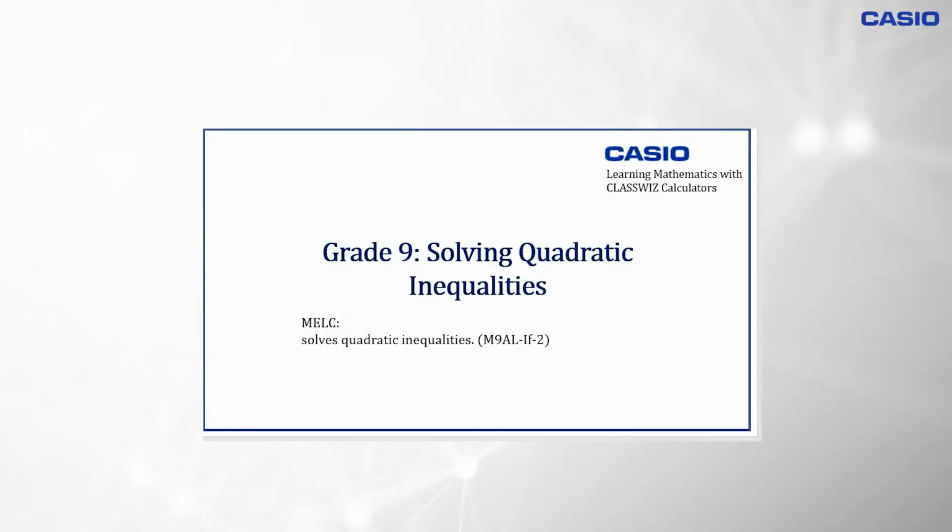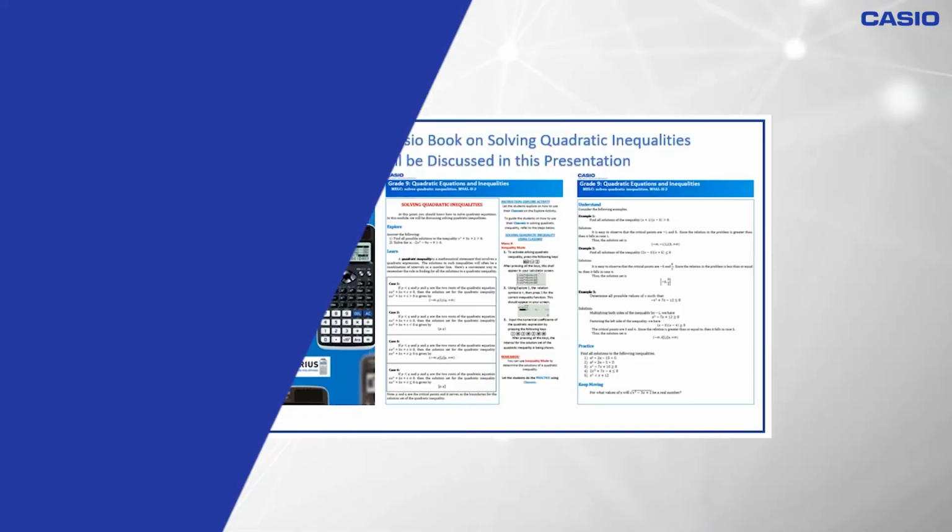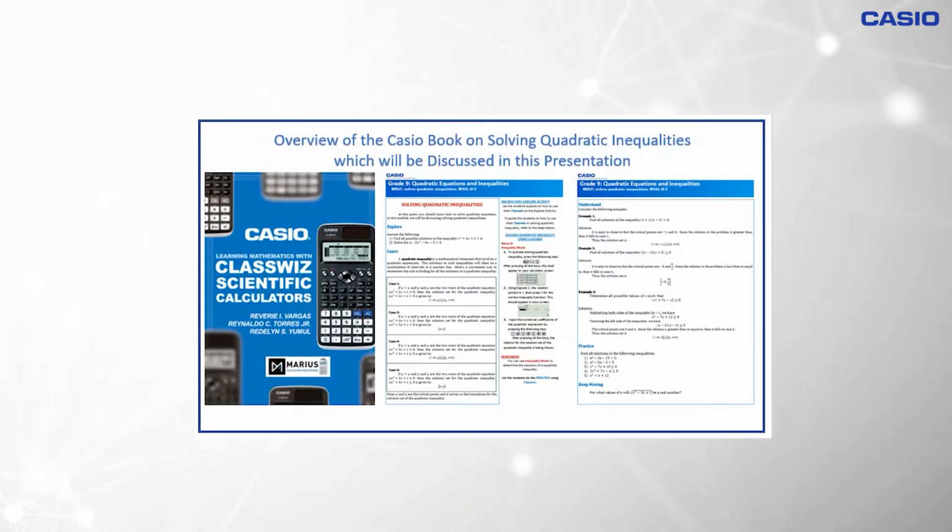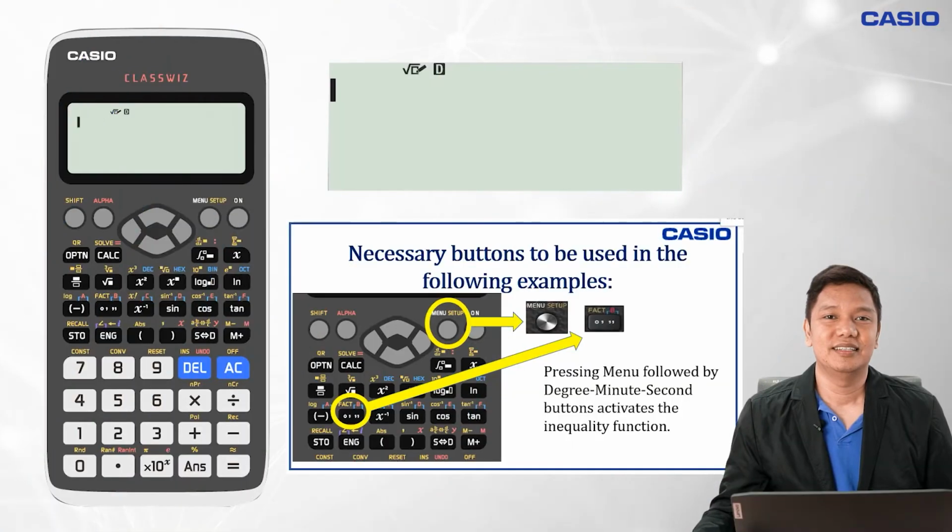In this video, we will explore how we can use the Classwiz calculator in learning and teaching solutions to quadratic inequalities. The examples and steps to be discussed in this presentation are also indicated in the Casio book on solving quadratic inequalities. The Casio emulator is a great tool for teachers to simulate the process of learning and computation in class. In this lesson, we will be exploring the menu, degree minute second, or the inequality mode as we learn and teach solving quadratic inequalities with Casio Classwiz.